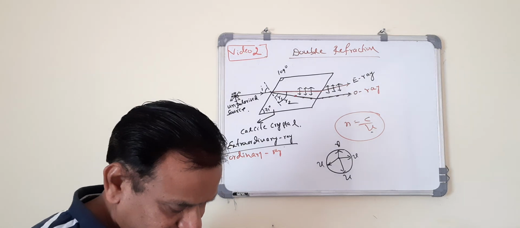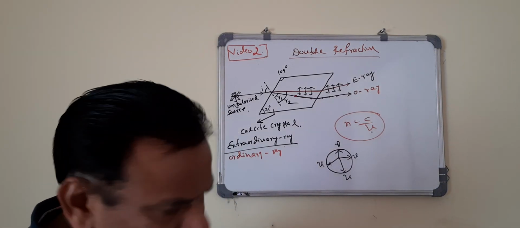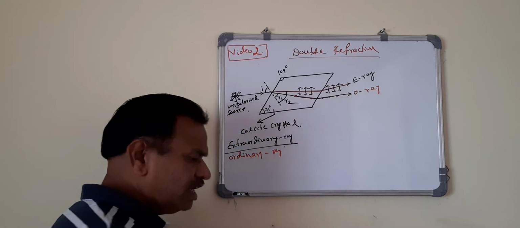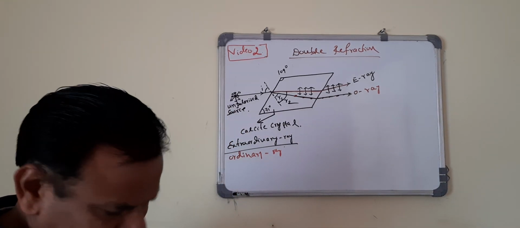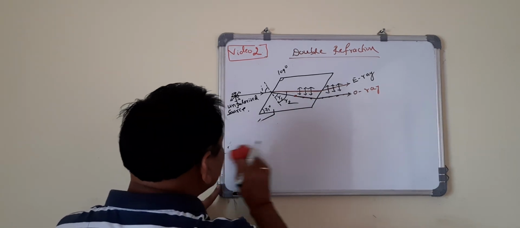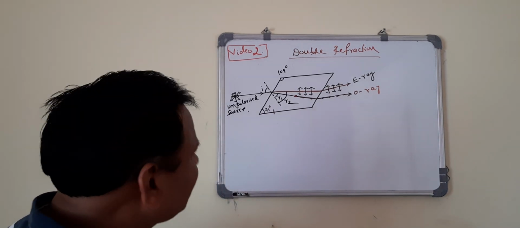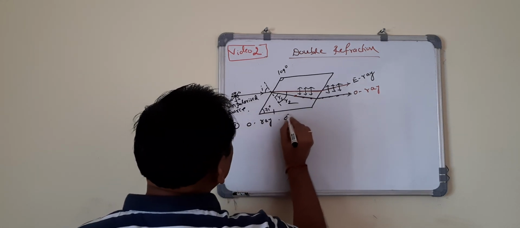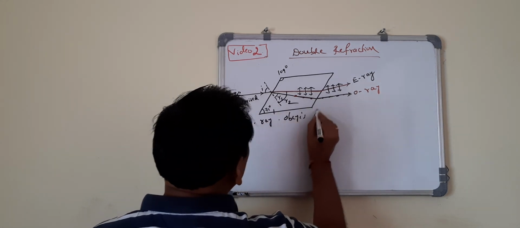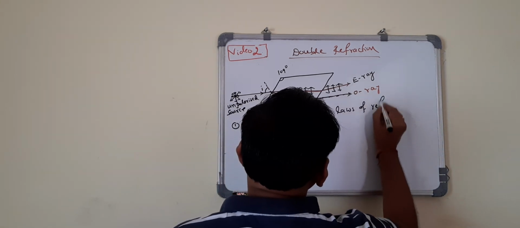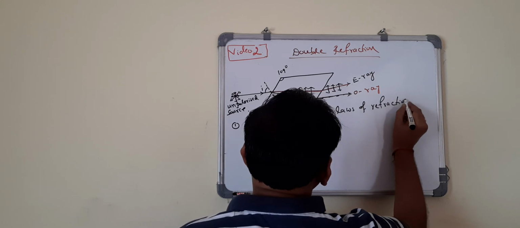Laws of what? Refraction. Here, how many images are formed? Two images are formed. One is ordinary and another one is what? Extraordinary. Here, the O ray always obeys the laws of refraction. First point I will write: O ray obeys the laws of refraction.